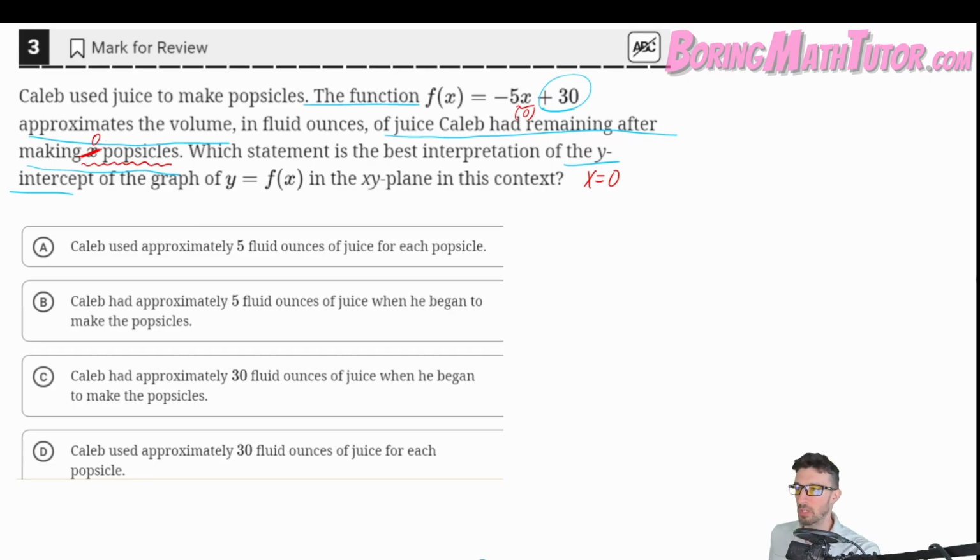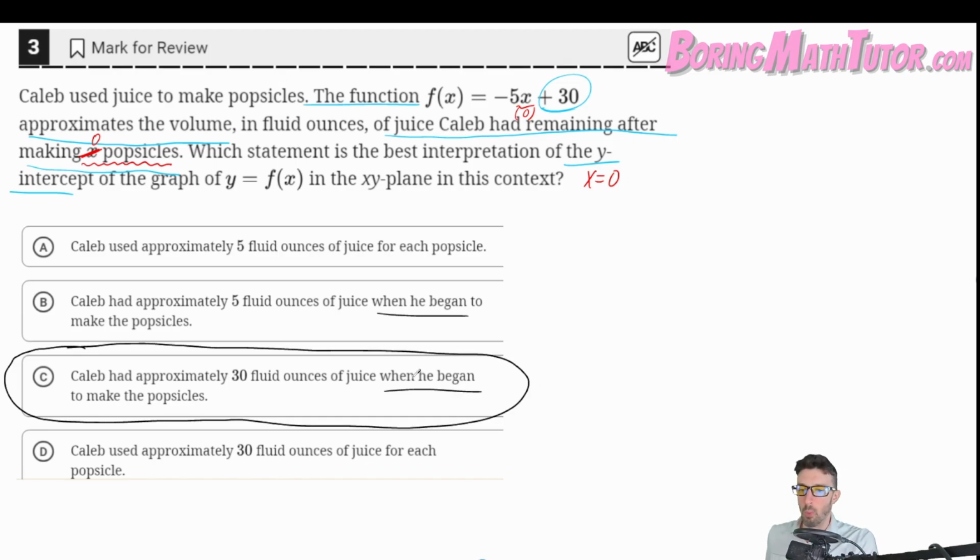So if x was 0, that would mean that he didn't make any popsicles at all. In fact, we could say that that's when he began. And I'm seeing the words "when he began" here. And it looks like our answer is C. Caleb had approximately 30 when he began. Looking good.